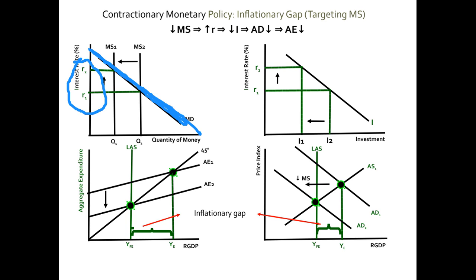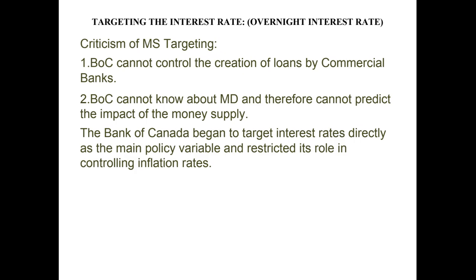So these are some of the issues with targeting money supply that are given here. First, the Bank of Canada cannot control the creation of loans by commercial banks. So even if the central bank gives more money to commercial banks, it does not guarantee that commercial banks will loan out this money, because they might not find credible creditors or may not find customers. So it's not always certain. Second, the Bank of Canada cannot know about the demand for money and therefore cannot predict the impact of the money supply.